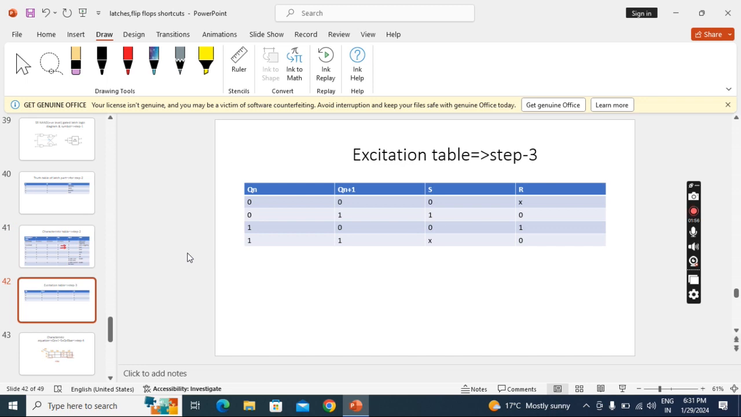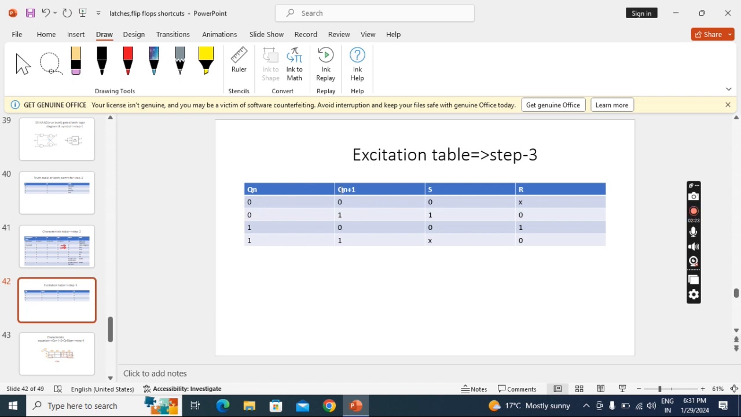Now we'll see the excitation table. This is step 10. In the excitation table, we write n plus 1. This n is the present state, n plus 1 is the next state at the input side, and we predict what the SR input values can be. When we get these n plus 1 values, what can be the SR input values? Like that we do the excitation table.